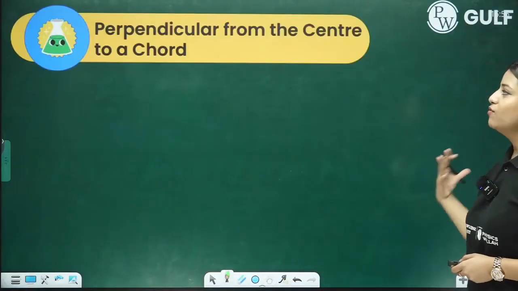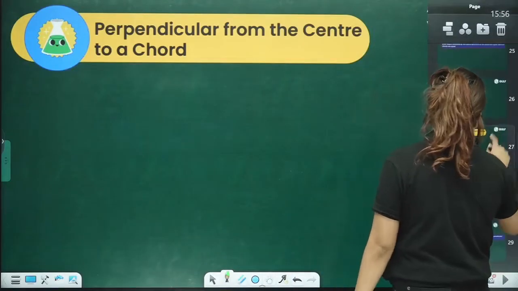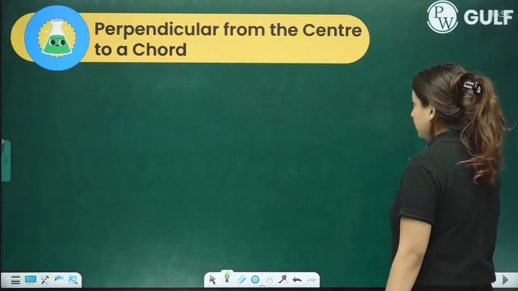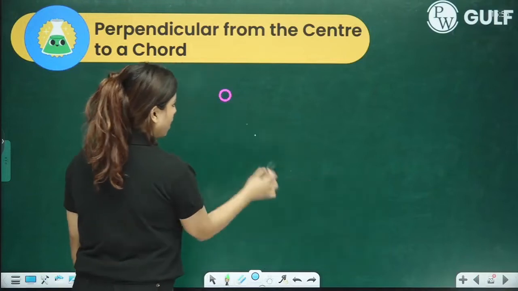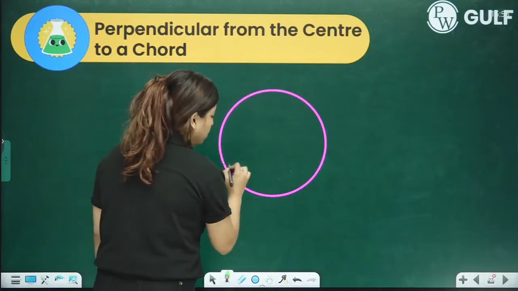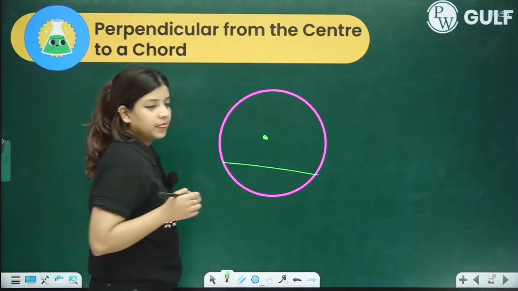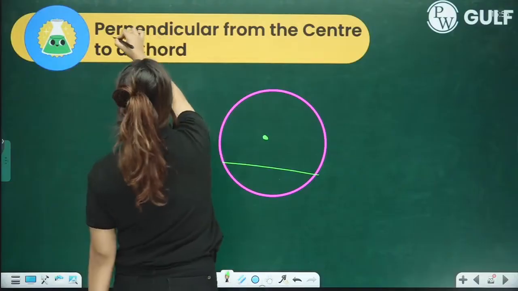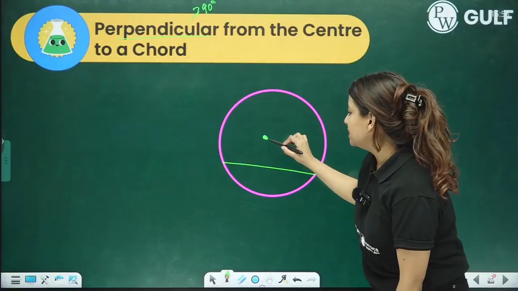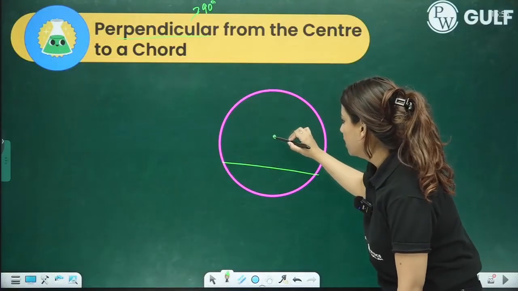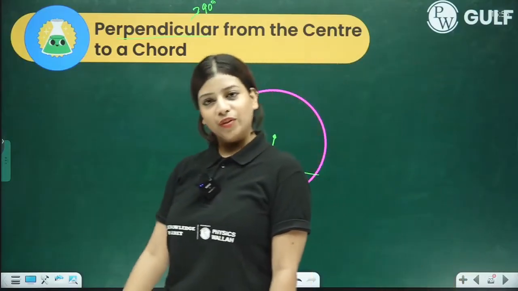Let's see the perpendicular from the center to a chord. What does perpendicular from the center to a chord mean? For example, students, we have a circle and we also have a chord. This is the center of the circle. Perpendicular means 90 degrees. That means from the center, a straight line is drawn that is perpendicular to your chord.